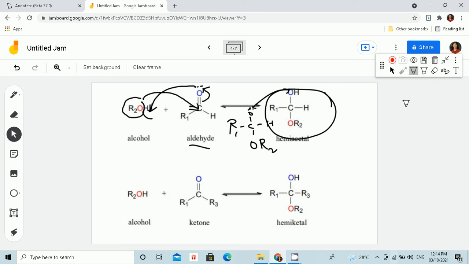Now, please take note of the structures that will be included in your exams.